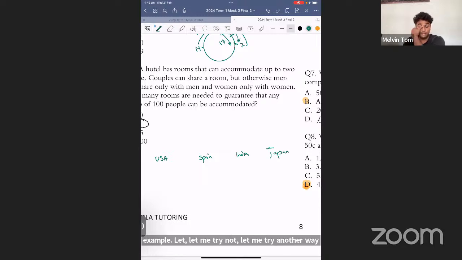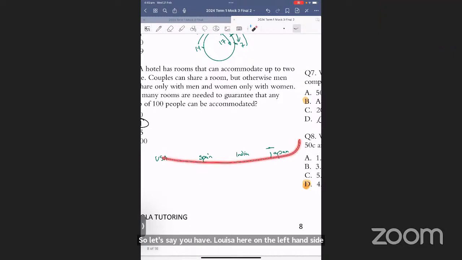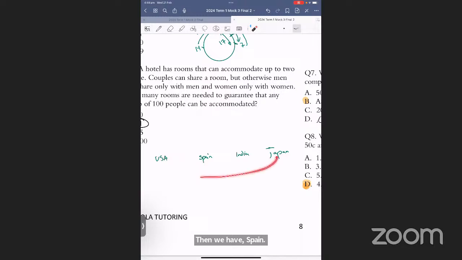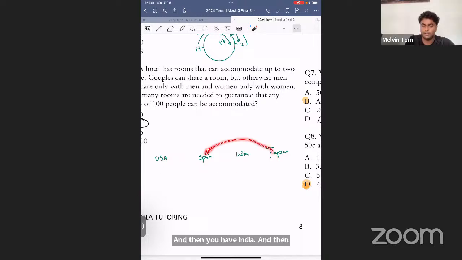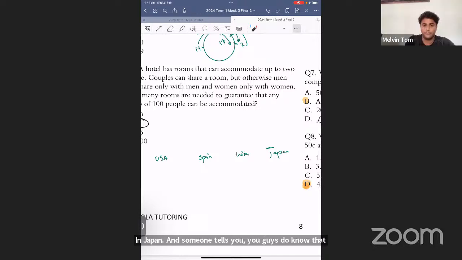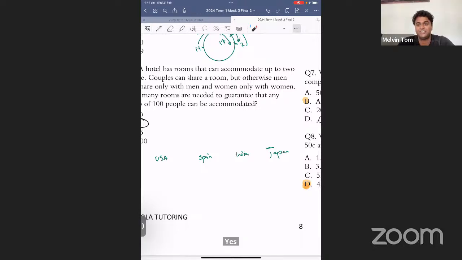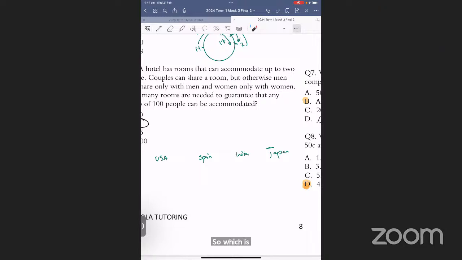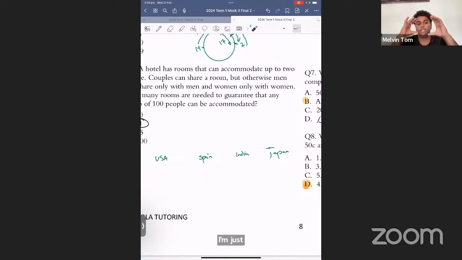Someone tells you, by the way, you guys do know that the Earth is round, right? Yes. So which is closer, Japan to USA or Japan to Spain? Japan to Spain. Japan to USA. Boys, come on, what is this? All right. So the people said Japan to Spain.